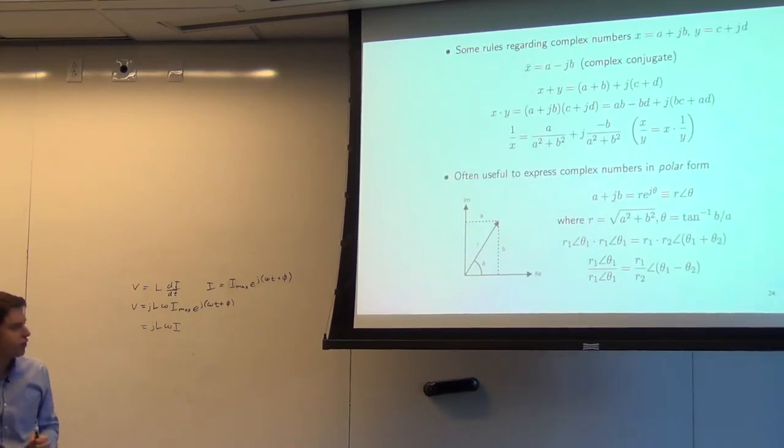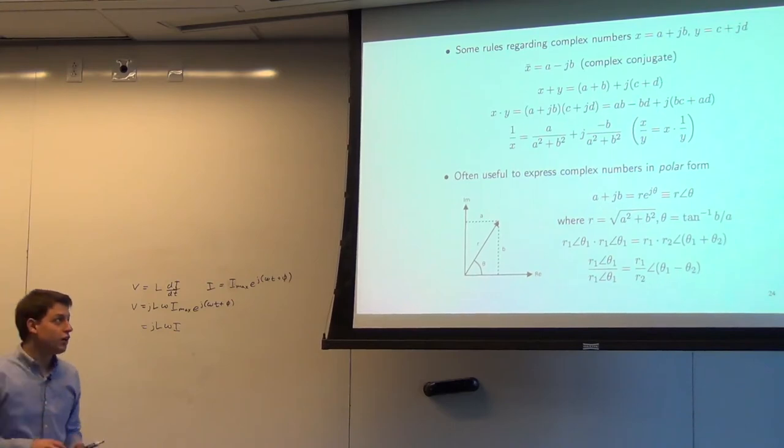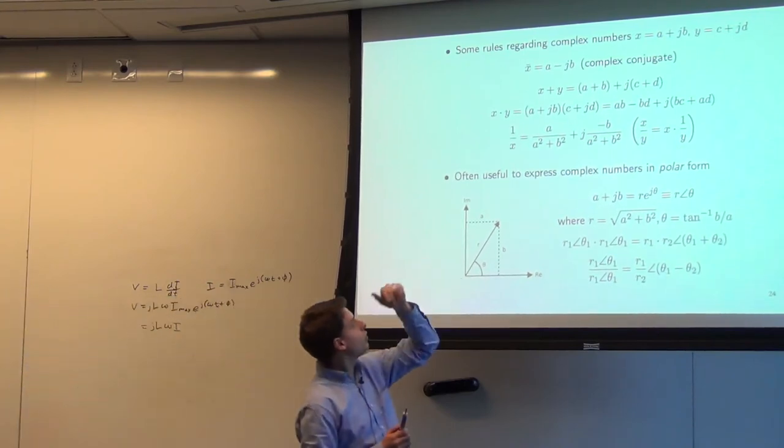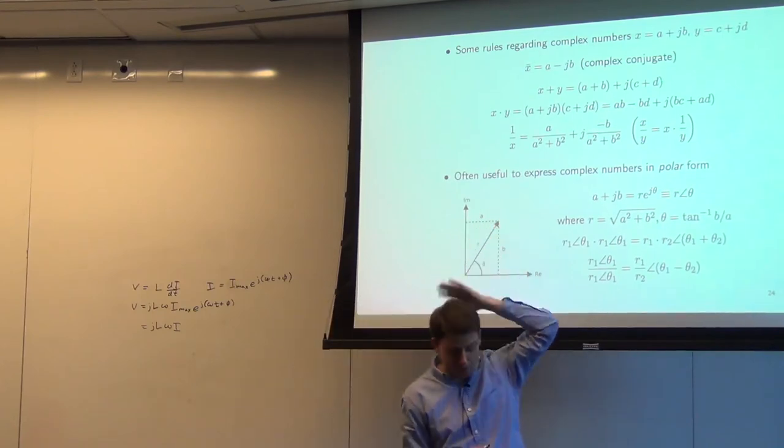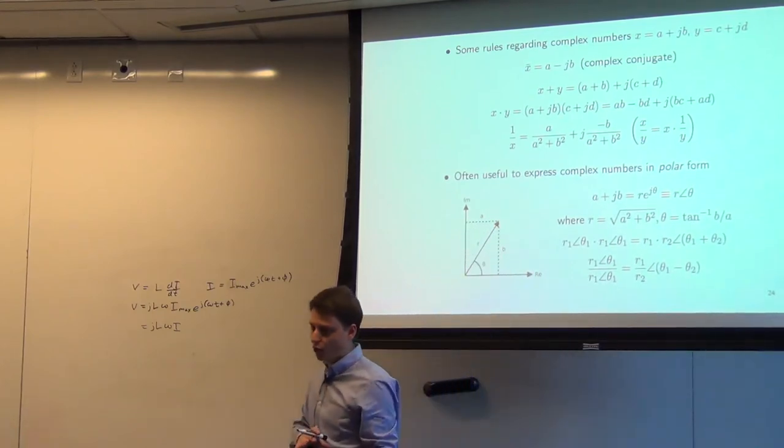Okay, so first of all, some simple rules now regarding complex numbers. I'll blaze through this because I think people have at least seen this before. Some notation though: complex numbers can be represented as having a real part and an imaginary part.